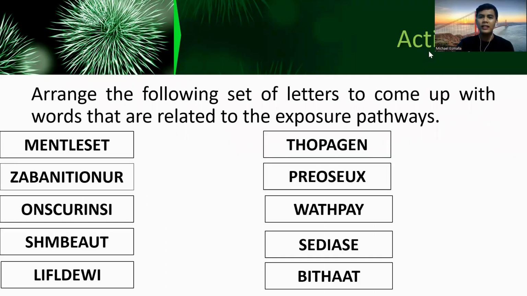So before we start, let's have first an activity or a game. What I want you to do is arrange the following set of letters to come up with words that are related to the exposure pathways. So we have here the first word, second word, third word, fourth word, fifth word, sixth, seventh, up until the 10th word. So I want you to again pause this video and try to arrange these letters that would relate to exposure pathways.